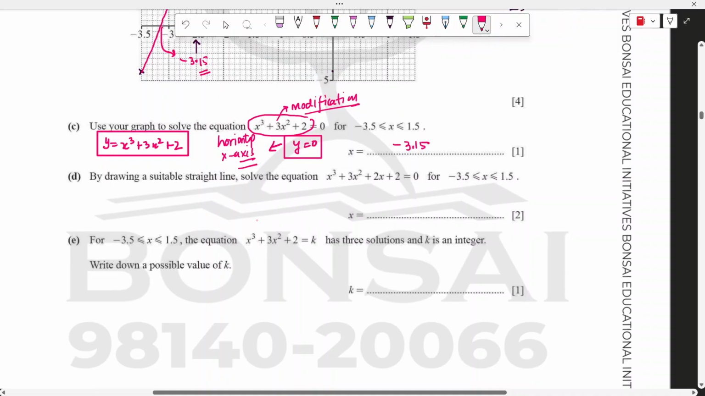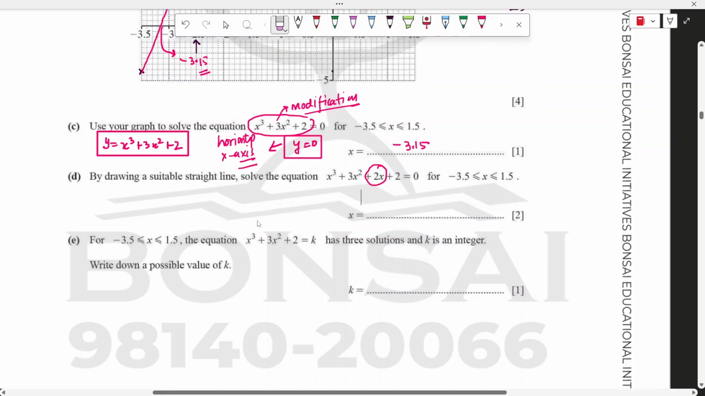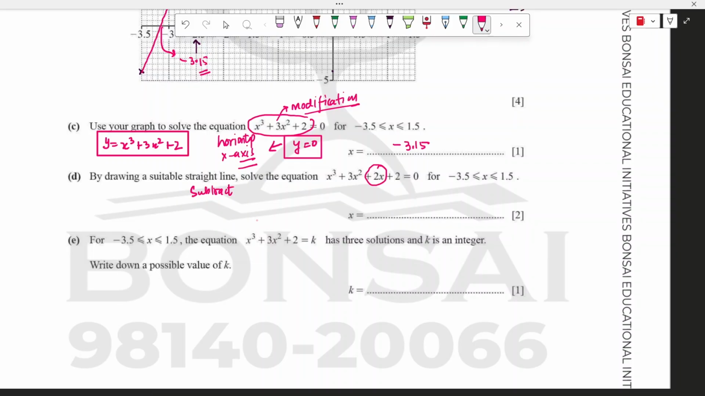By drawing the suitable straight line, solve the equation. There is one more equation to solve. Okay, let us see. We have the function here, and what is the gap between these two? Function will remain as it is. What is x cube? We have matched that, that is fine. 3x square, done. 2x, there is no 2x, and there is no 2. 2 is done here. So what we are left with is an extra plus 2x here. So what we need to do is subtract 2x both sides. We need to make this identical to the given function.